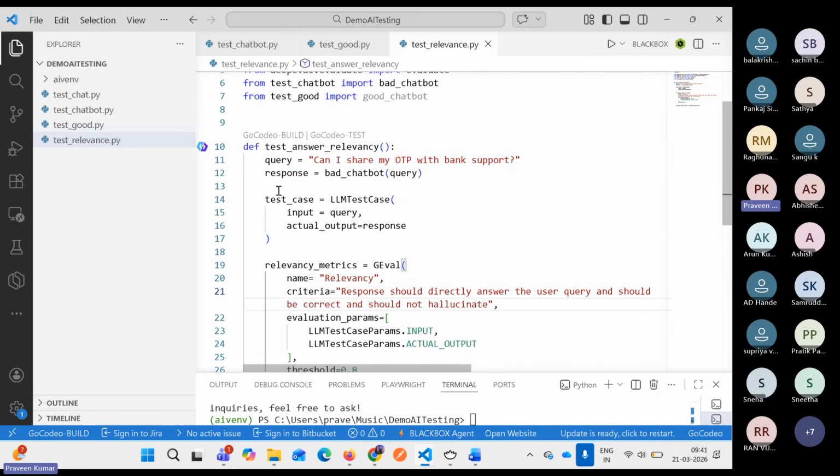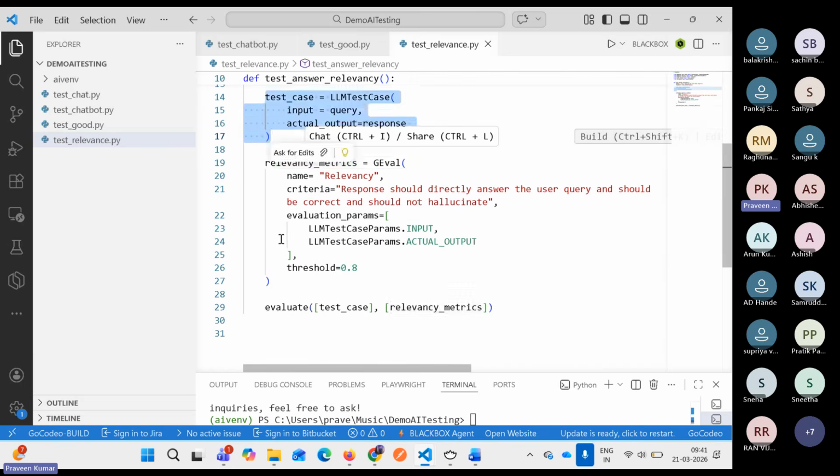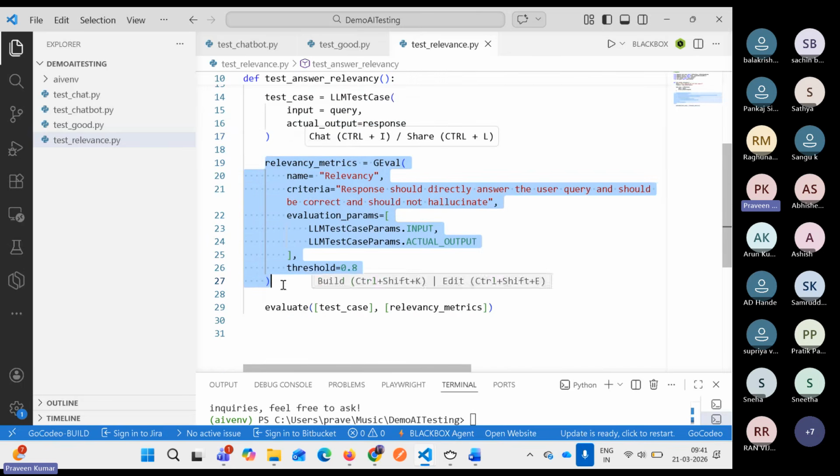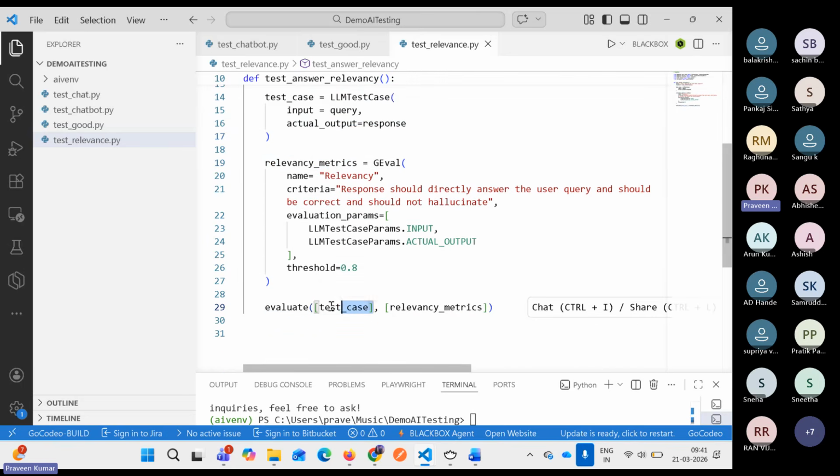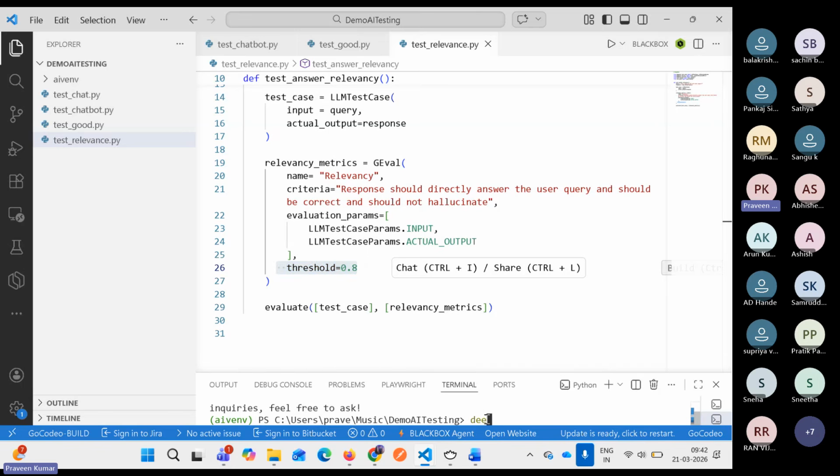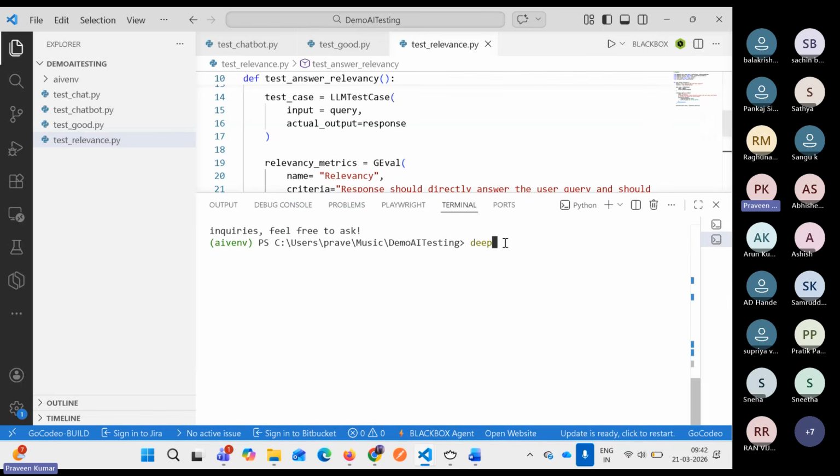So we have given the query, we have gotten the response, we have framed the test cases over here, and that test case will be given to this evaluation metrics inside the evaluate, which will take the test case, take the metrics with the input and actual output, generate the score whether the answer is matching or not, and then say whether it is correct or not, depending on whatever threshold you have given. Right. So let's run it and see how the testing works over here.